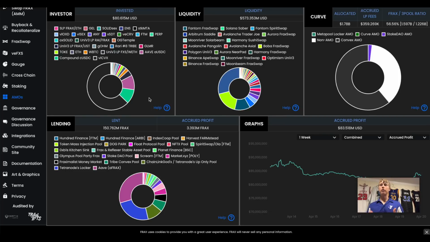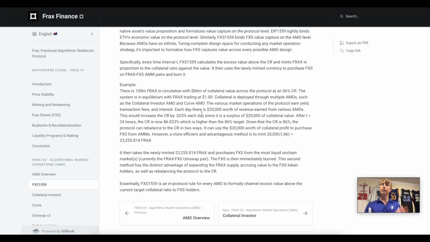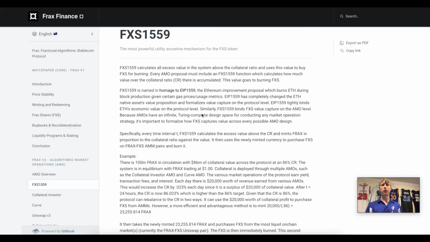Being that the treasury is having yield-bearing assets backing it as collateral, this is earning the Frax protocol fees. This is earning it extra money. And what happens is this extra money is thrown to stakers, and it's also used to buy back and burn the FXS token. This is FXS 1559.